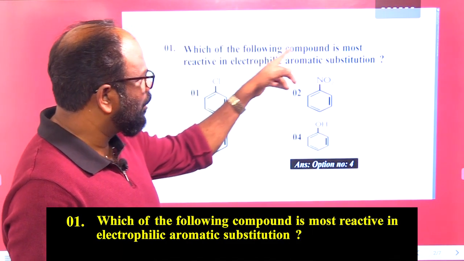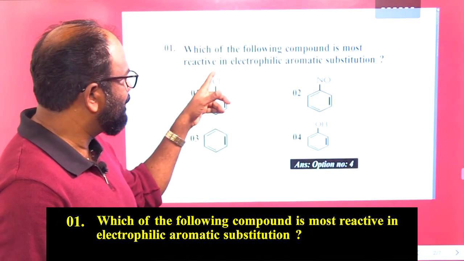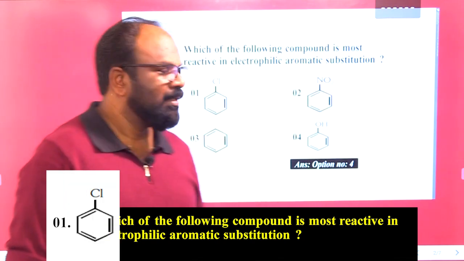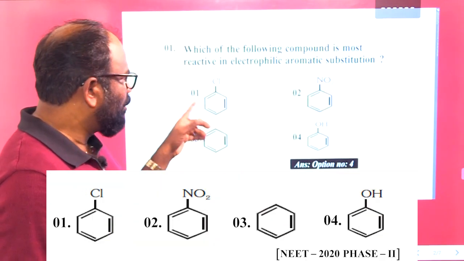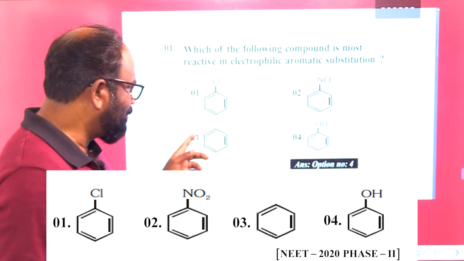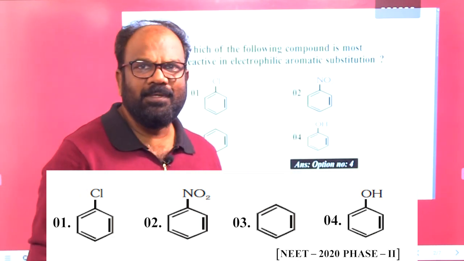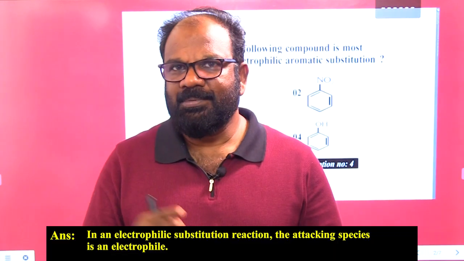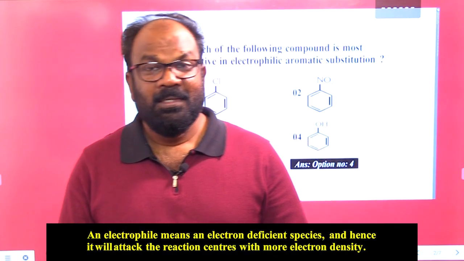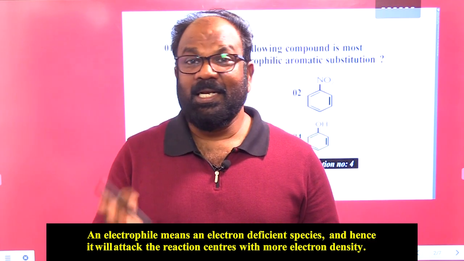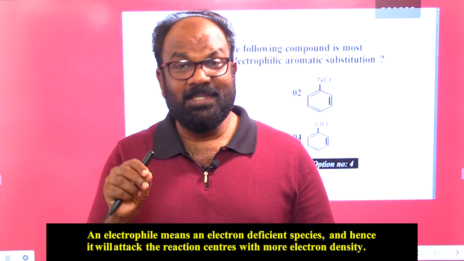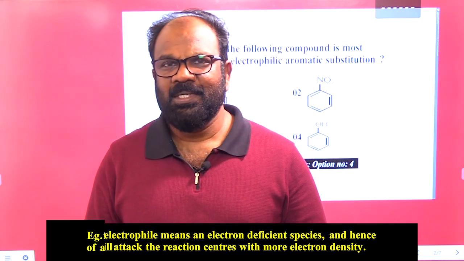Which of the following compound is most reactive in electrophilic aromatic substitution? Option number 1 chlorobenzene, option number 2 nitrobenzene, option number 3 benzene, and option number 4 phenol. In an electrophilic substitution reaction, the attacking species is an electrophile. An electrophile means an electron deficient species, and hence it will attack the reaction centers with more electron density.